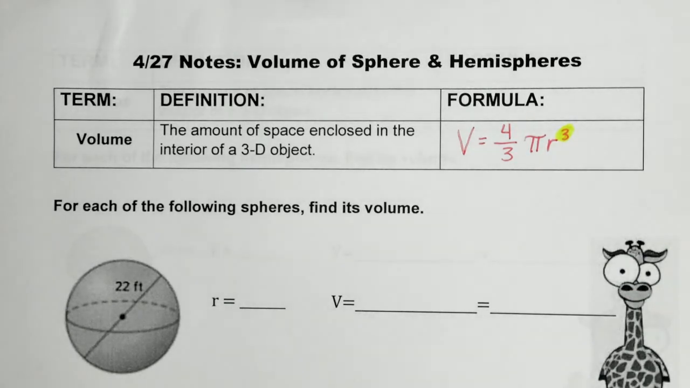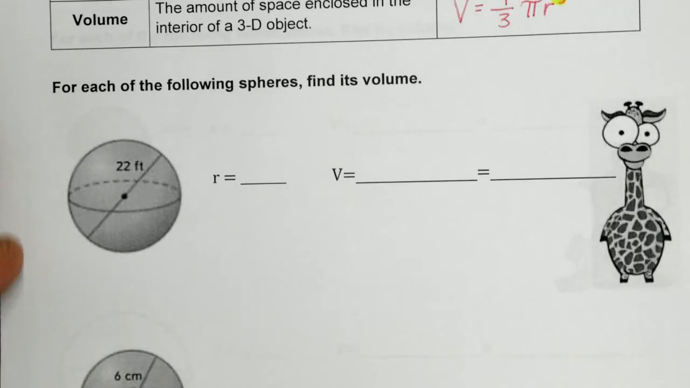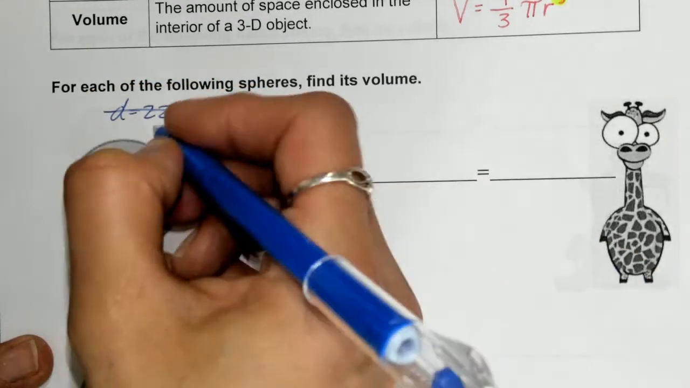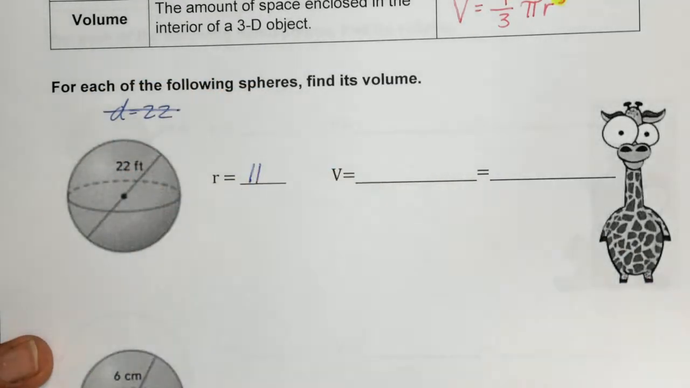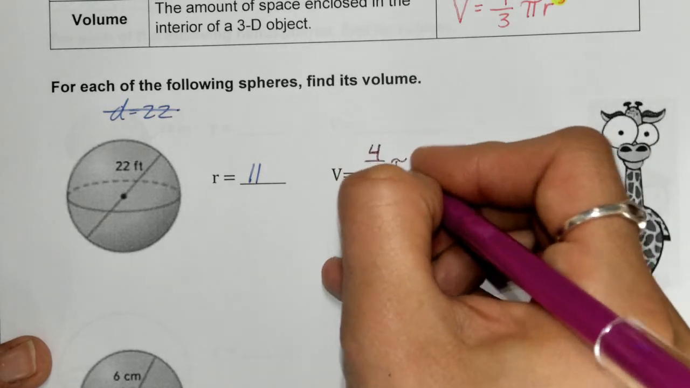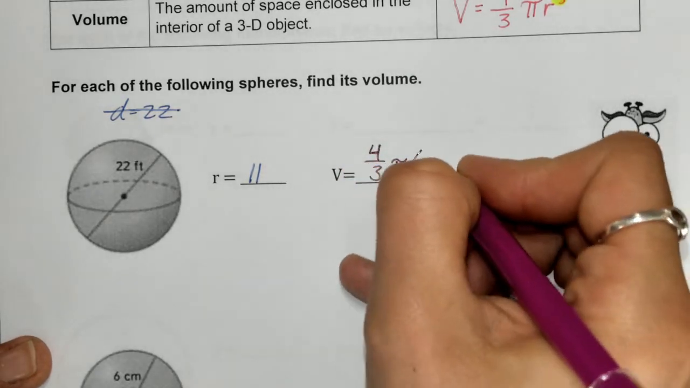So again, we're just looking for the radius. We take a look at our first sphere here. We see that our diameter is 22. That's not what we want. We want the radius of 11. So to plug into our formula, we would have 4/3 pi, the radius is 11, so 11 cubed.